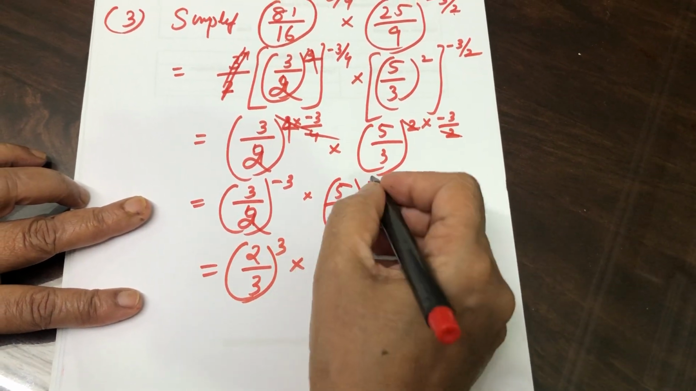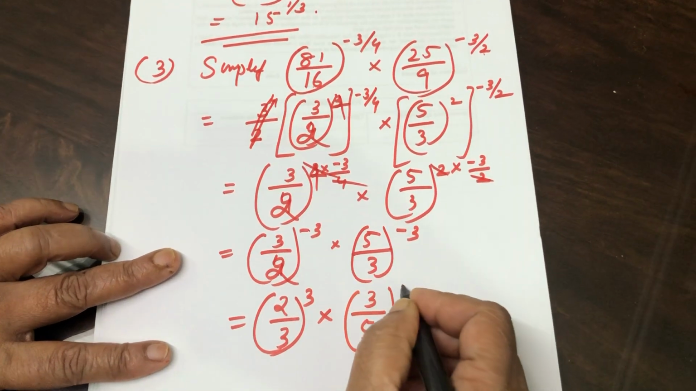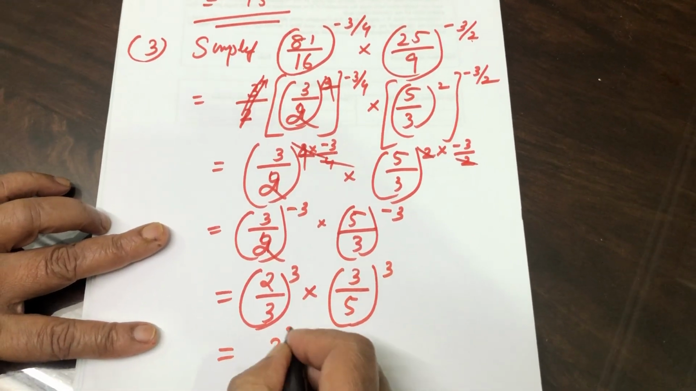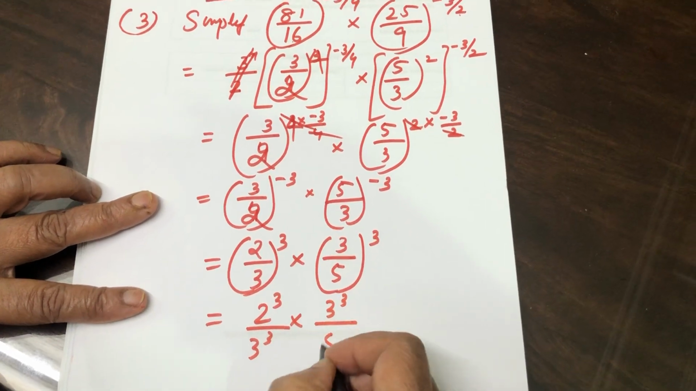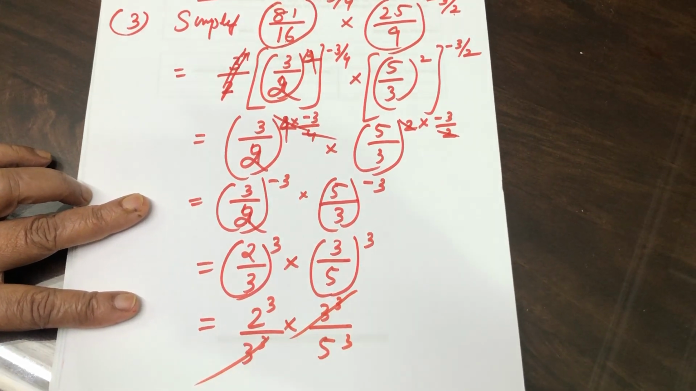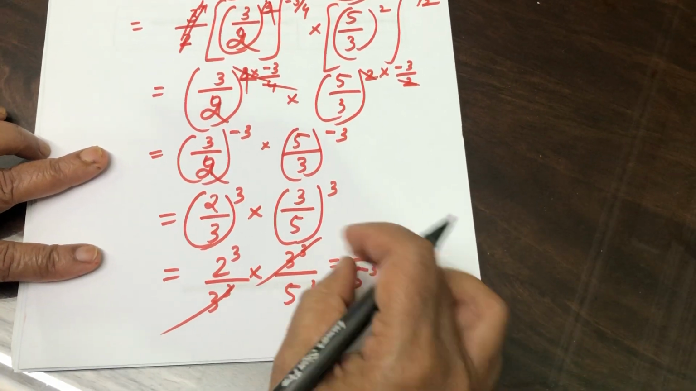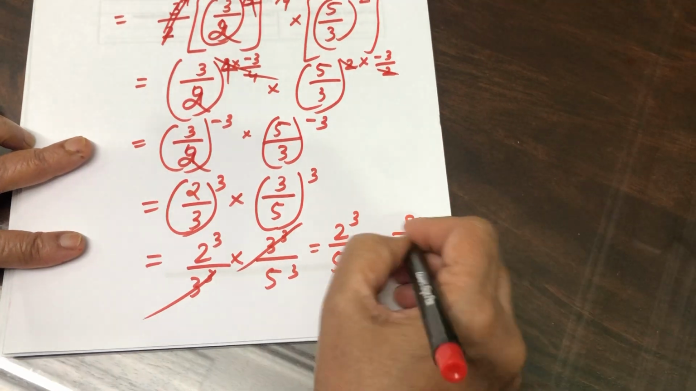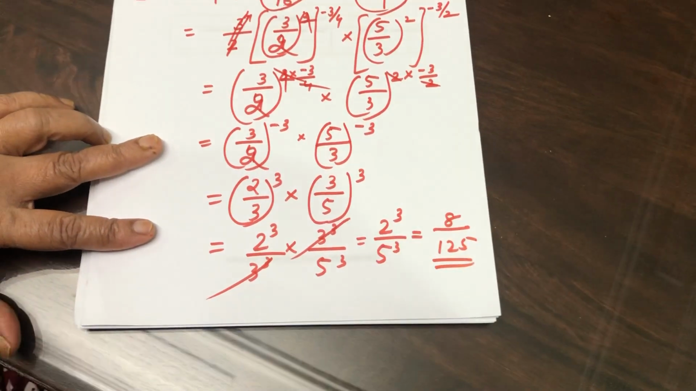This one, 5 by 3 whole raised to minus 3, is 3 by 5 the whole raised to 3. So this is 2 cube by 3 cube. This is 3 cube by 5 cube. So these two are cancelled. So it is 2 cube by 5 cube. 2 cube is 2 2s are 4, 2 4s are 8. 5 5s are 25, into 5 is 125.